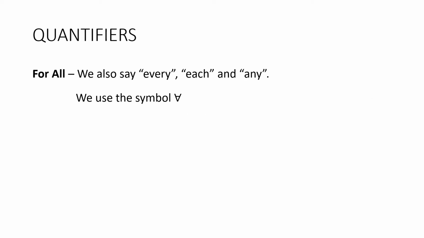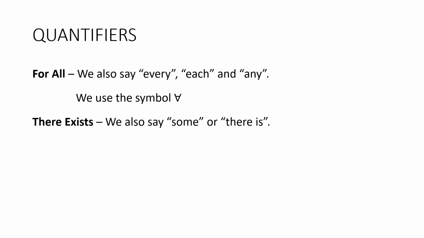So let's move on. There is some new notation that we need to learn for proof. And the first part of it is these things called quantifiers, and there are two of them. The first one is for all. We can also say the words every or each or any, and we use this symbol, upside down A. So this means for all. The other quantifier is there exists. We also say some or there is, and its symbol is a backwards E. So this is there exists, and this is for all.